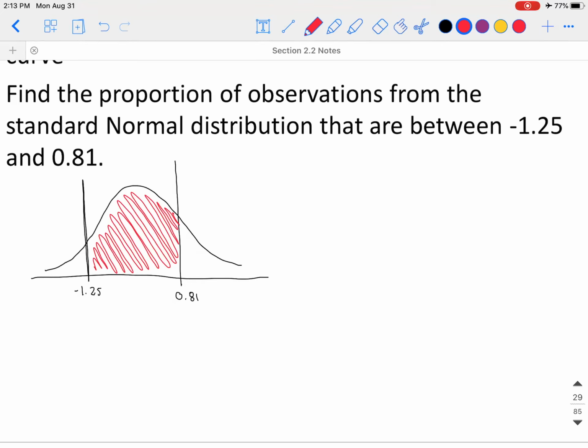between those two lines. Now, from our table, we can find the area to the left. So if I want to find the area to the left of negative 1.25, you would go to your table. You would go down until you found the row that said negative 1.2. You would find the column at the top that said 0.05, and where those two intersect, you would find an area of 0.1056.